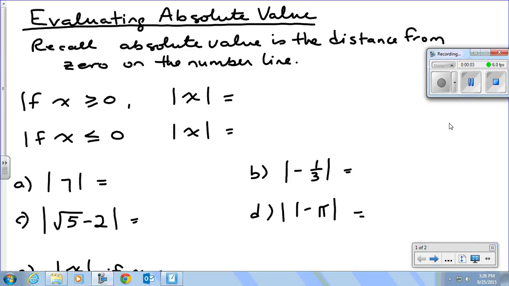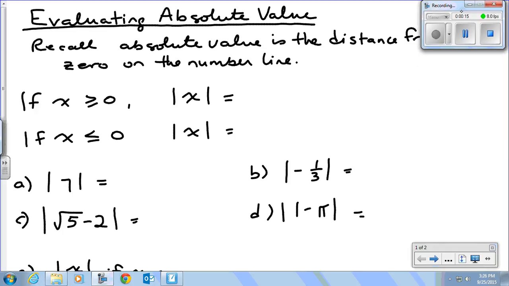In this lesson on evaluating absolute value, recall what the definition of absolute value is. By definition, it's the distance from zero on the number line. We're going to look at a couple of definitions and ways of expressing it in this class.